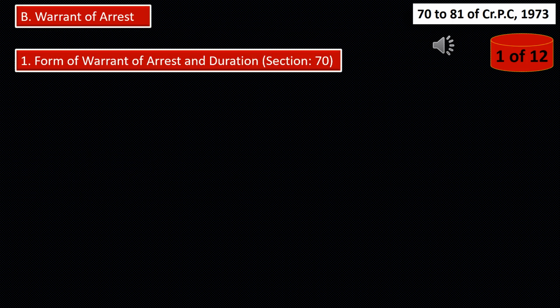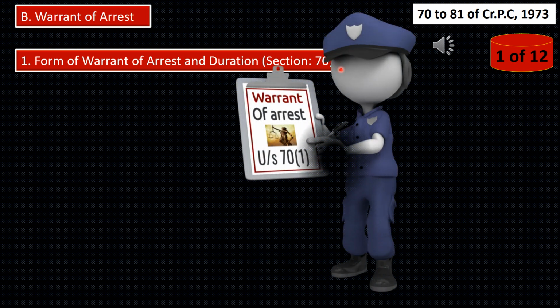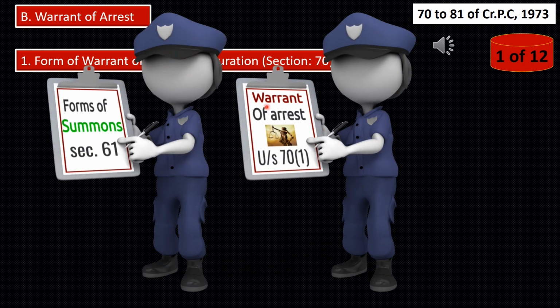The first part of warrant is the form of warrants of arrest and its duration as per the provisions of section 70 of the CrPC. So before I start this topic, do you remember that the topic summons also started with the forms, and it was as per the provision of section 61? I'm repeating this so that you can recall it: summons started with section 61 and ended in 69, and warrant started with 70 and it's going to end with section 81.